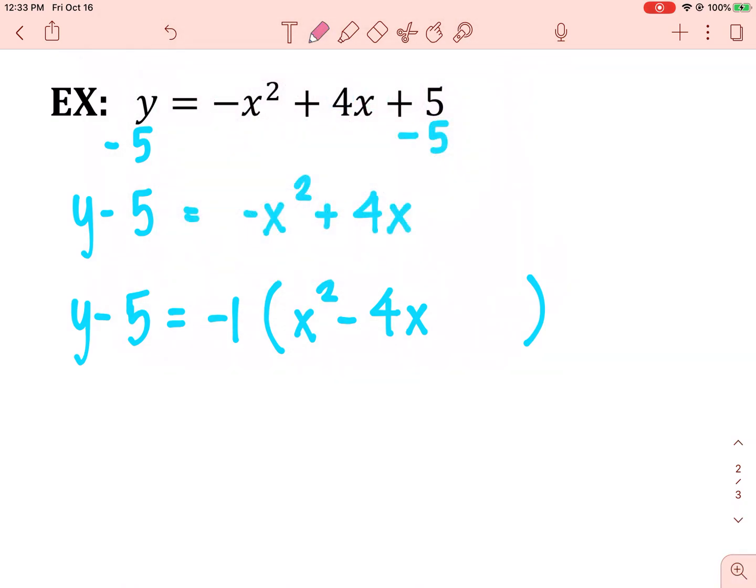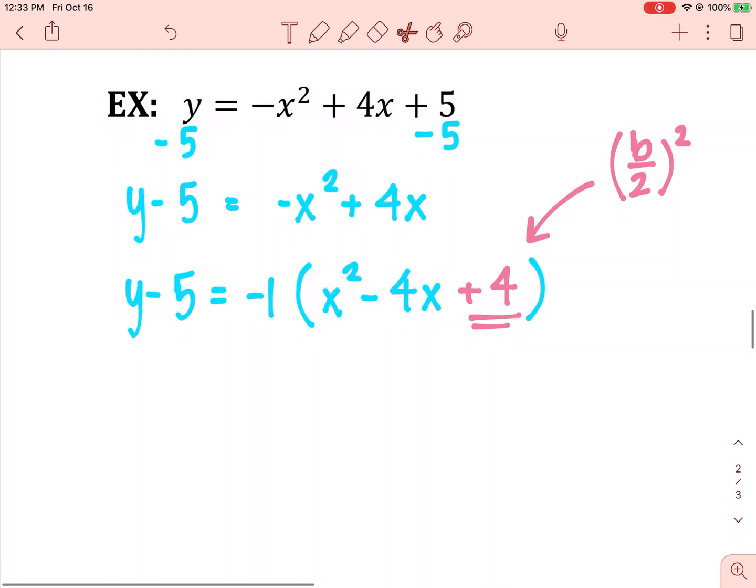Now I can do my completing the square. B divided by 2 squared. My b value is negative 4. Negative 4 divided by 2 is negative 2. Negative 2 squared is plus 4. Just like before, you can't just add 4 to one side and think you're good to go. You need to do the same operation to the left side.